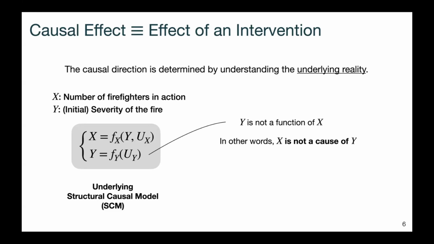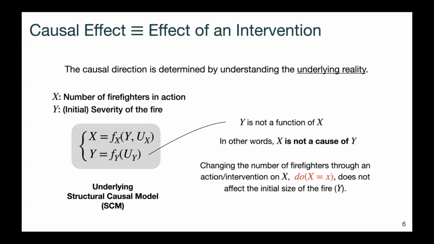In other words, here x is not a cause of y, and because of this, changing the number of firefighters through an intervention, which is another important concept here, means we want to change something and then expect some outcome. First, we are not just observing a variable, but we are changing this variable, and then we expect some change in the outcome. So the fact that we change the number of firefighters by an action won't change the size of the fire, because X is not a cause of Y. Okay, so this is the reasoning. This is how you define causal relationships.